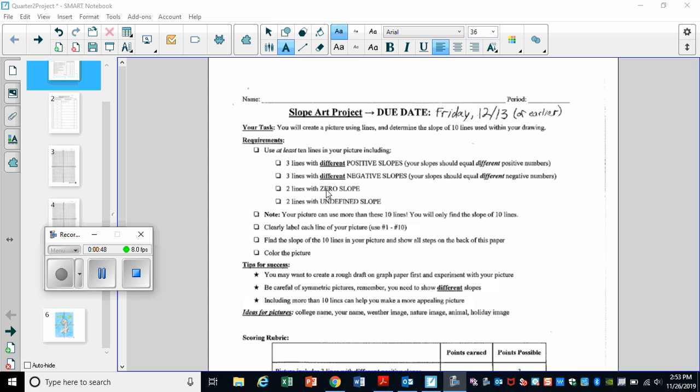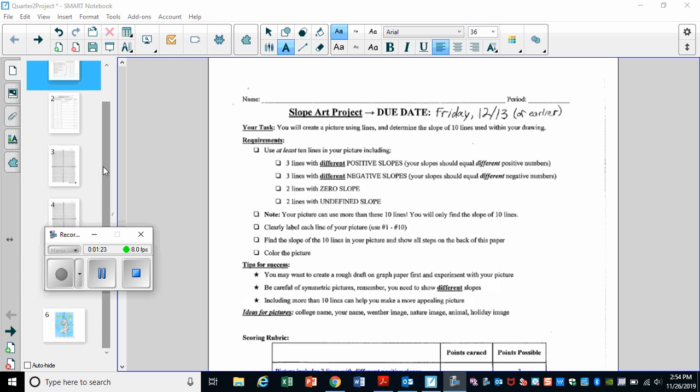And then, of course, 2 lines with 0 slope, those are 2 horizontal lines, and 2 lines with undefined slopes, those are vertical lines. You can have more than 10 lines in your picture. However, you just need to find the slope of 10 lines. Label each line on your picture 1 through 10. Find the slope of the lines in your picture and show all steps on how you computed the slope for each line on the back of this paper, which would be page 2. And of course, don't forget to color your picture.